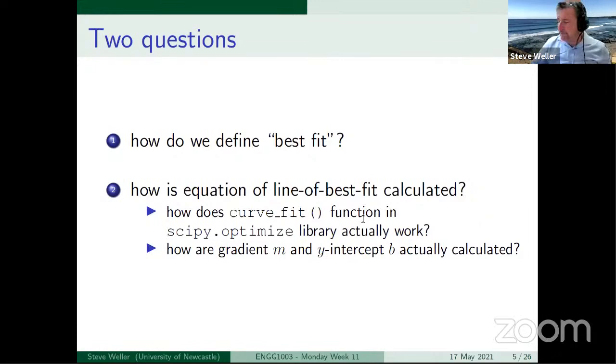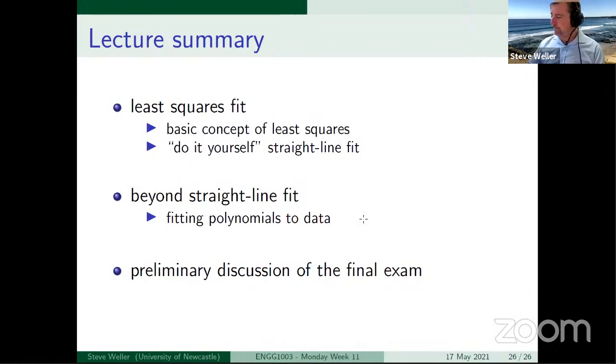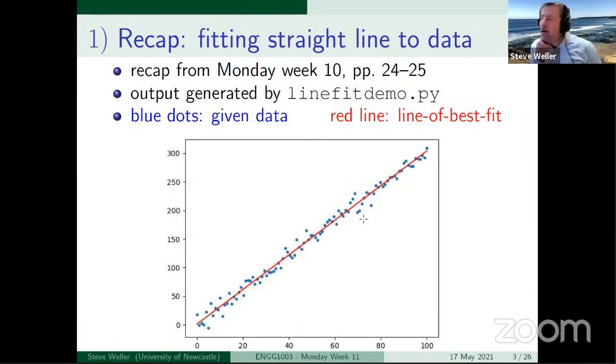Slides 3 and 4, a recap from where we were a week ago. There's two questions arising, at least two, from that recap. How do we define best fit? What is it about that red line that makes it the line of best fit?